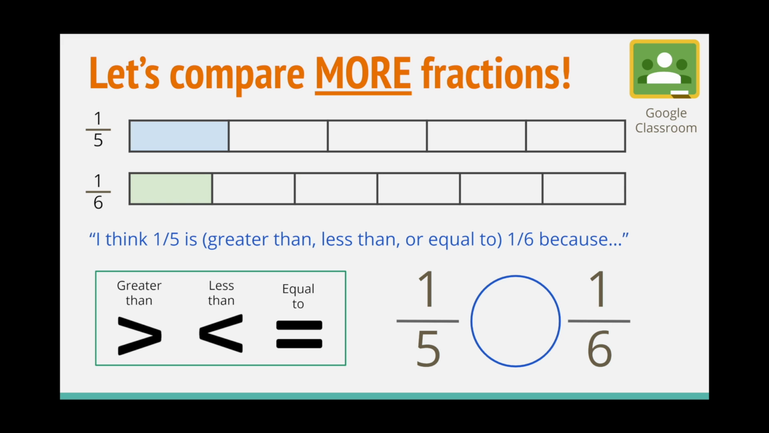Let's compare 1/5 and 1/6. So if we have a string and we break it up into 5 parts, and we have a different string and we break it up into 6 parts, the parts are going to be bigger if we cut it less times, right? So I think 1/5 is greater than 1/6 because I know that 5ths are bigger than 6ths.